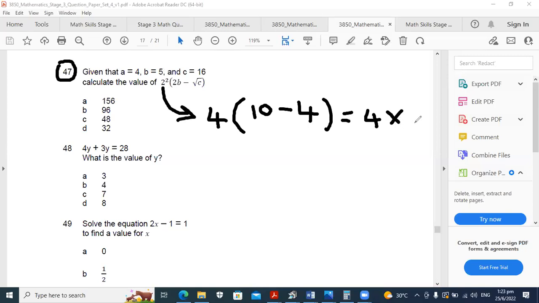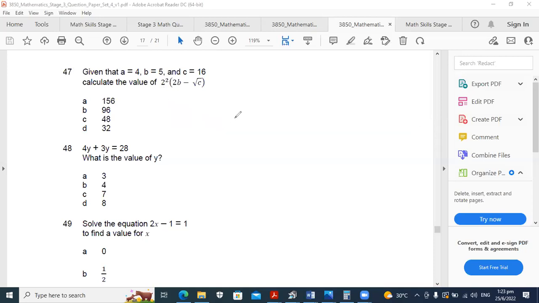times, hold on, 6. What's the answer there? That's 4 6s and 24. Let me do this again. 2 squared is 4. 2 times b is what? 10. Subtract the square root of 16, which is 4.